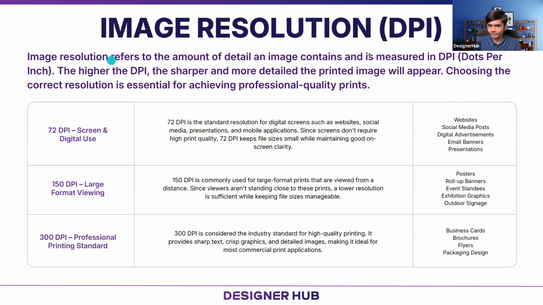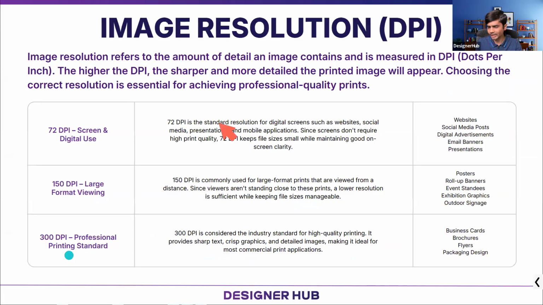So image resolution, we understood. 72 DPI, 150 DPI for large and formal viewing, 300 DPI for professional printing standards. I'm not reading all of this, but if you're creating anything for websites, social media posts, digital advertisements, email banners, presentations, all of that has to be in 72 DPI.